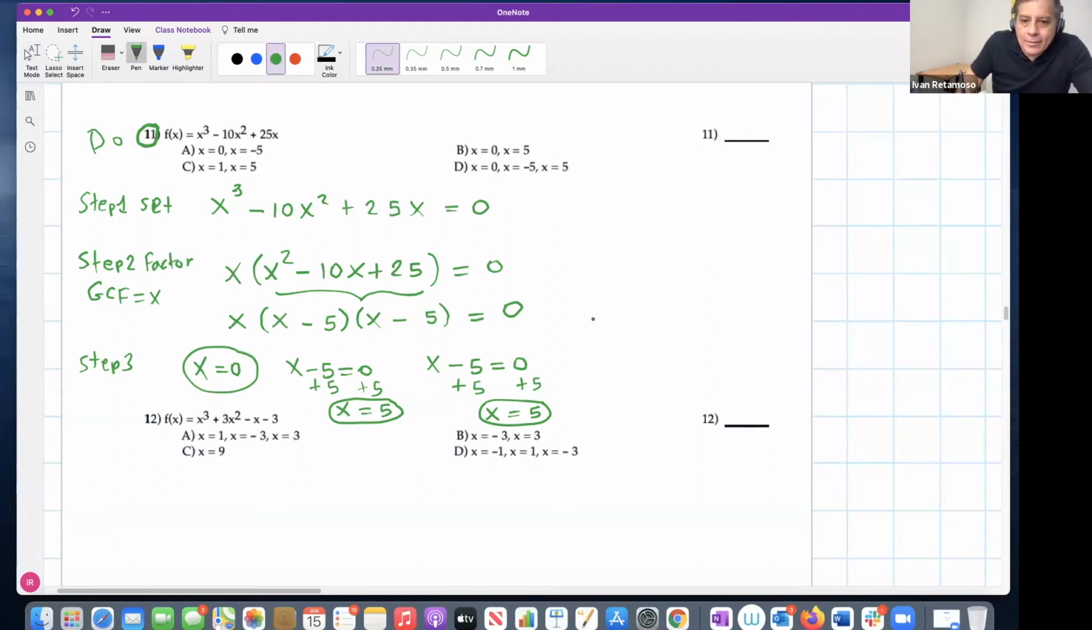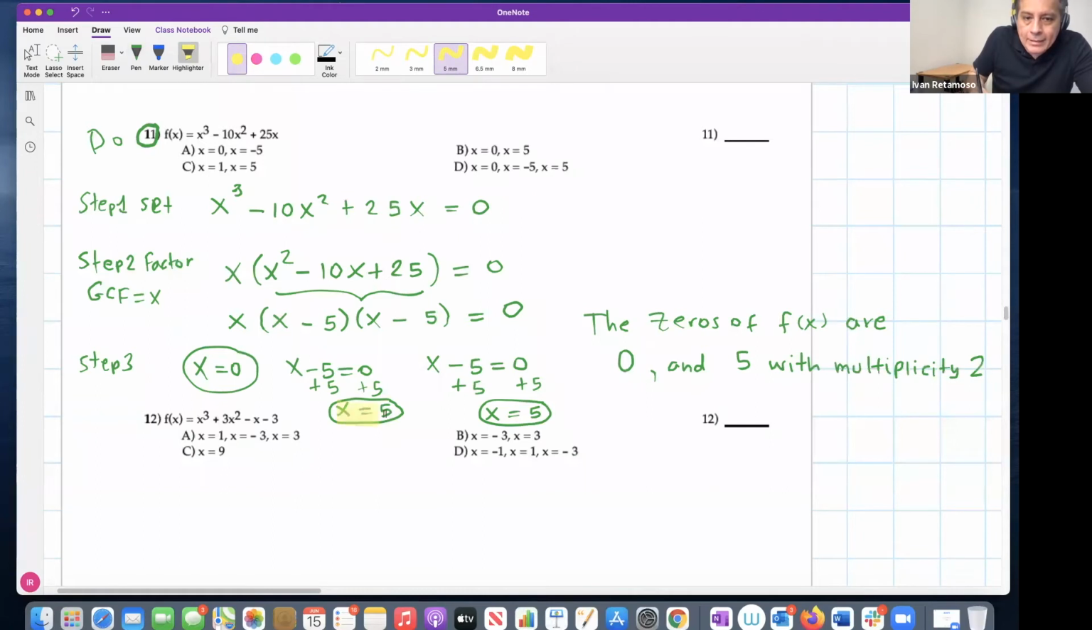The zeros of f of x are, what are the zeros? 0 and 5, right? But in order to say that this 5 is repeated, they will say 5 with multiplicity 2, because it appears twice, okay?